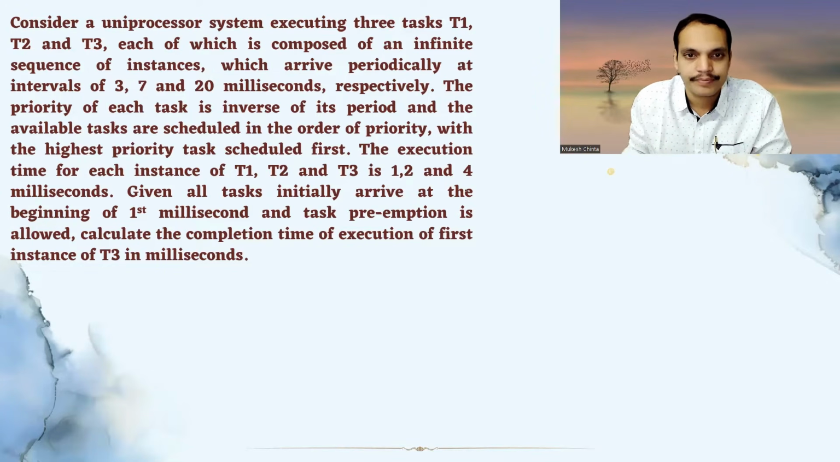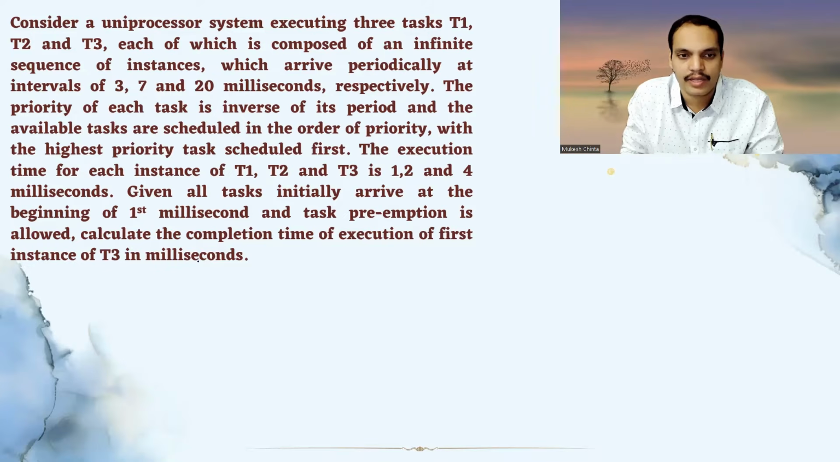Lowest is the priority. The execution time for each instance of T1, T2, and T3 is 1, 2, and 4 milliseconds. And given all tasks initially arrive at the beginning of first millisecond and the task preemption is allowed, calculate the completion time of execution of first instance of T3 in milliseconds.